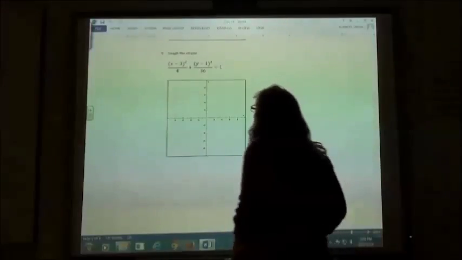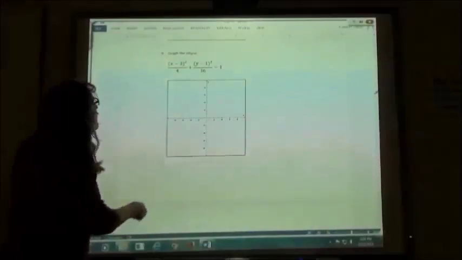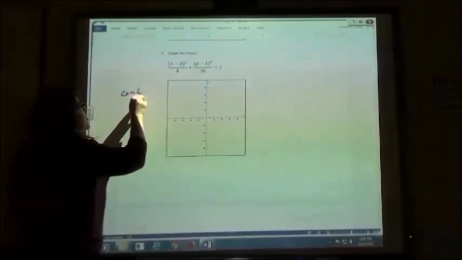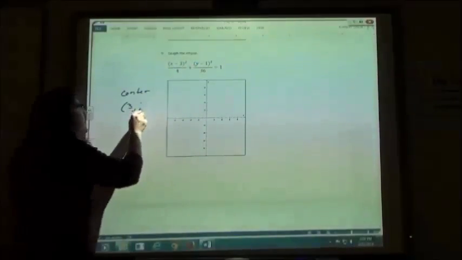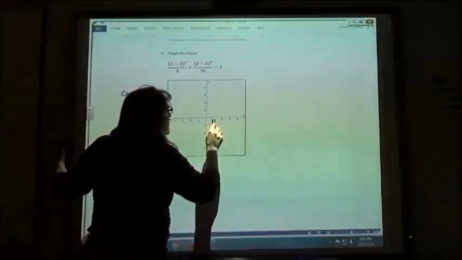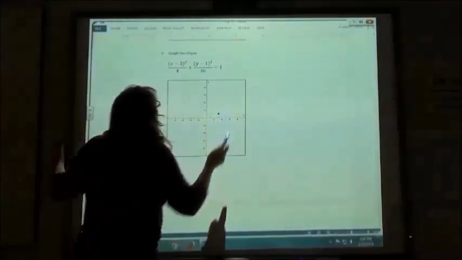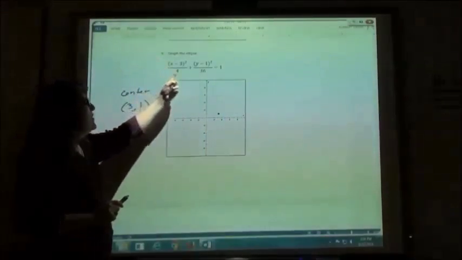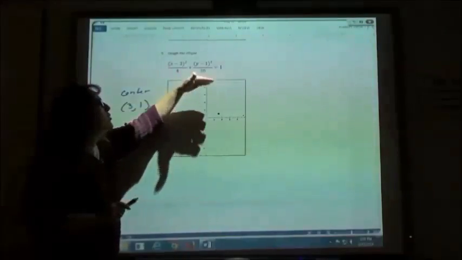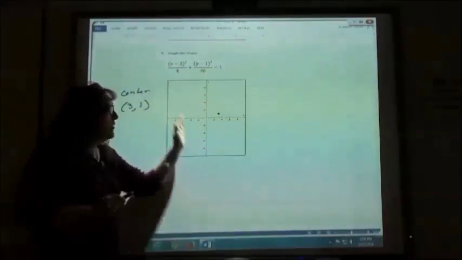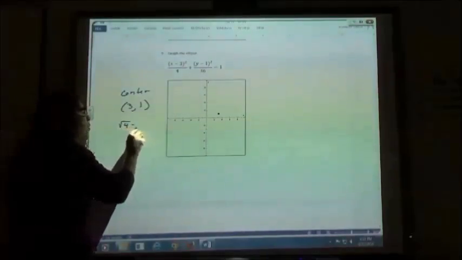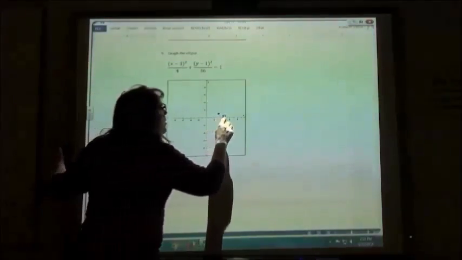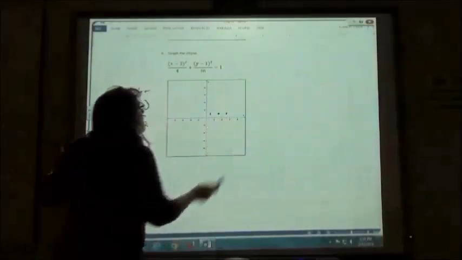Number 9. Again, if I look for my center, it is going to be at a positive 3 and a positive 1. So 1, 2, 3, 1. Now notice on this one, this value is smaller than this one is, so this one's going to be taller than it is wide. But it's the same thing you're doing. I'm going to take the square root of 4, which is 2. So I'm going to go 2 to the right and 2 to the left.